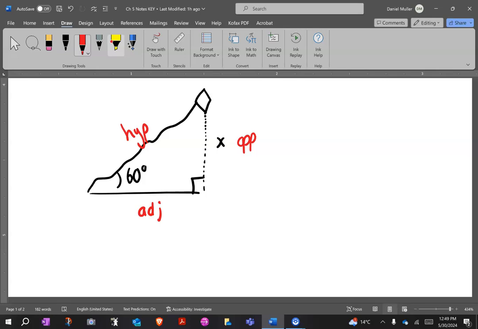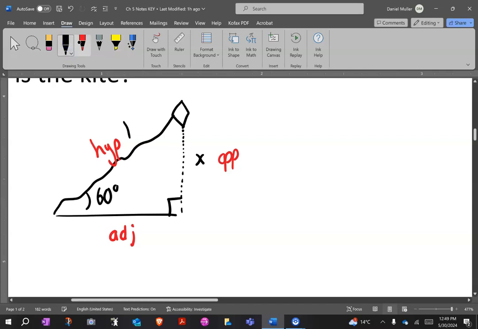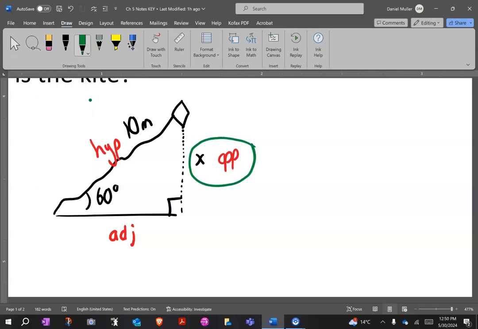And so it looks like I've got some information, 10 meters of string. So it says that this string is 10 meters. Therefore, I have the opposite that I need to find, but I also have some given information, which is the hypotenuse. That is O and H. So I'm going to use SO as my formula.